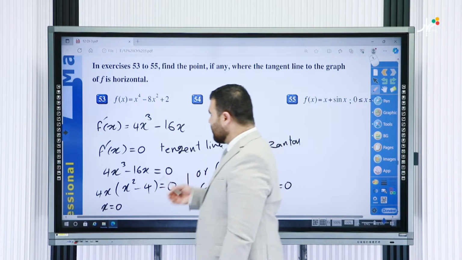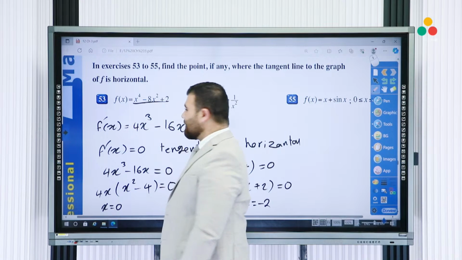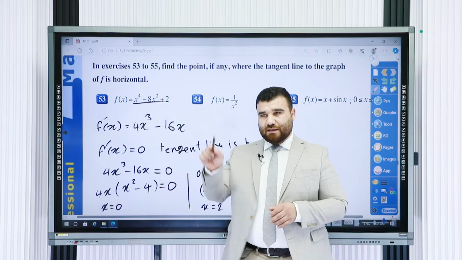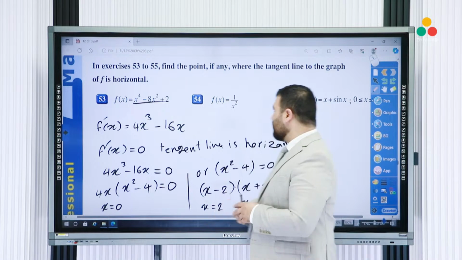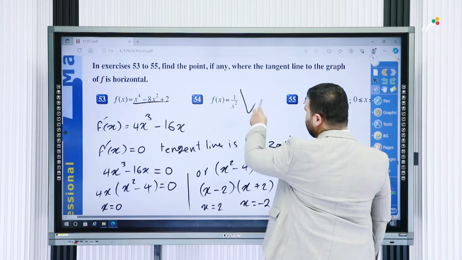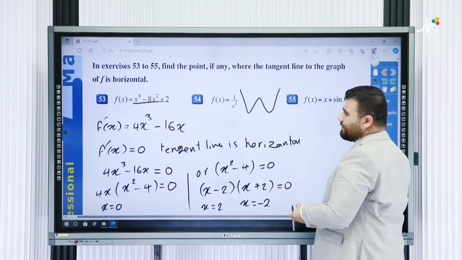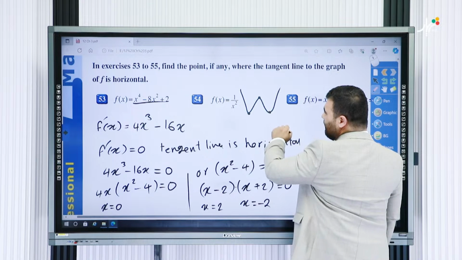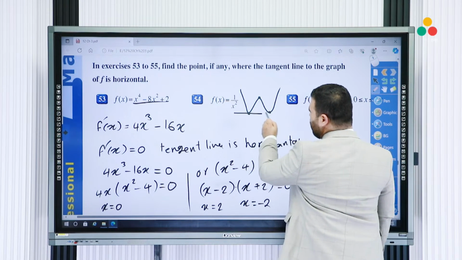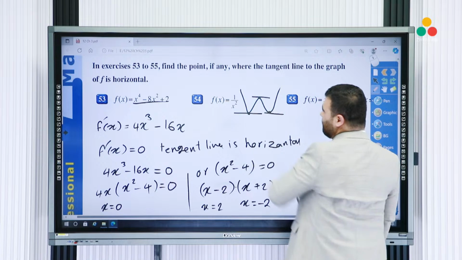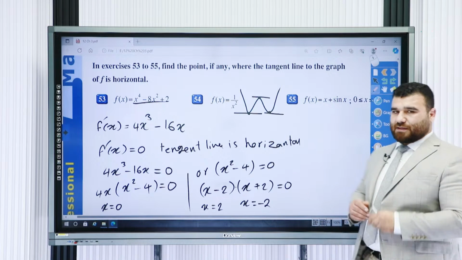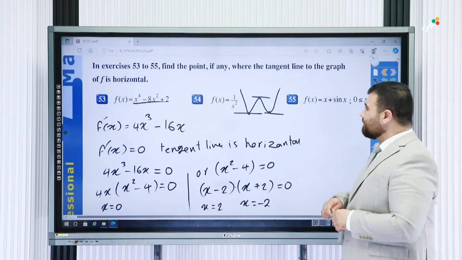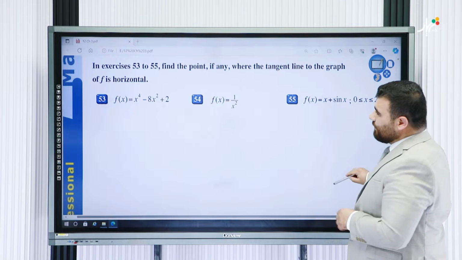If we go back here, this function is x power 4. How is the graph of x power 4? Graph of x power 4 is like a W shape. If I draw a W here, how many critical points are there? There is one here, one here. So this tangent is horizontal, this tangent is horizontal, this tangent is horizontal. So it has 3 points where the tangent is horizontal. Math makes sense.